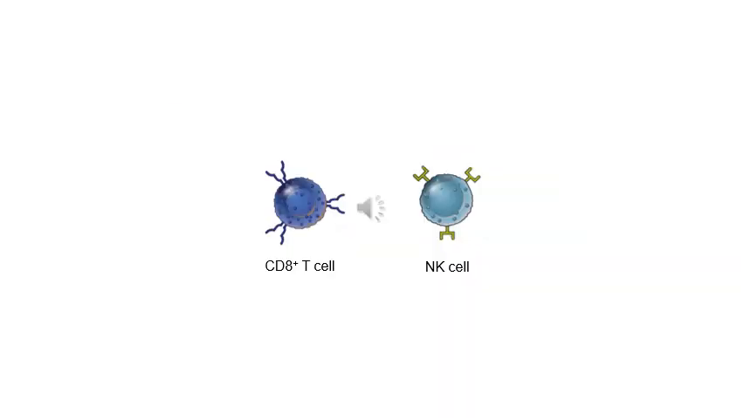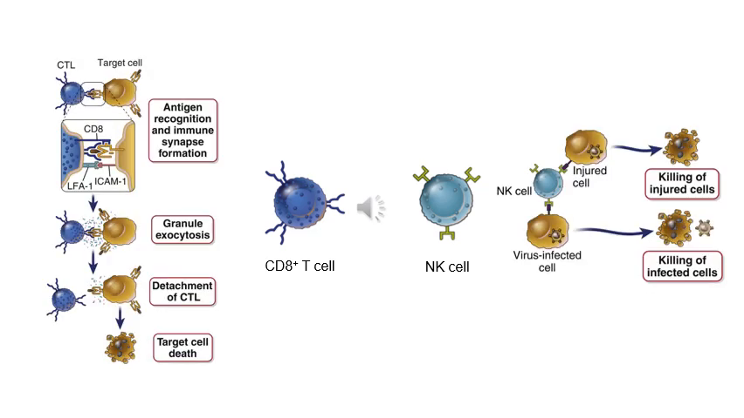CD8 positive T cells and natural killer cells are the most common lymphocytes found in TILs. This is natural given that these two types of cells are cytotoxic cells, and tumor cells have to be eliminated by their cytotoxicity. How do CD8 positive T cells become tumor-specific cytotoxic T lymphocytes?